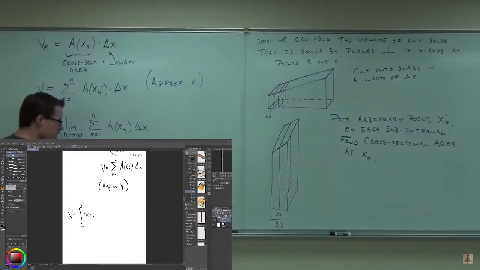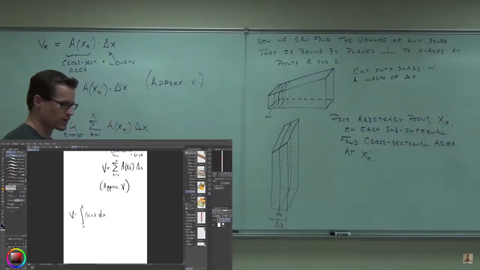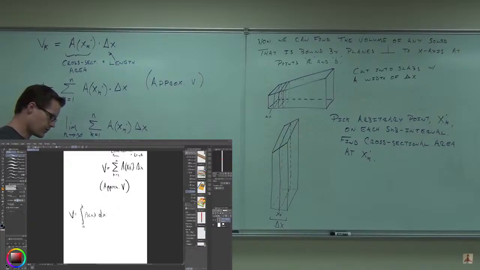Follow me? A of xk becomes A of x, the area function of your function, and then the delta x becomes dx. And A of x is the cross-sectional area over the interval from A to B.